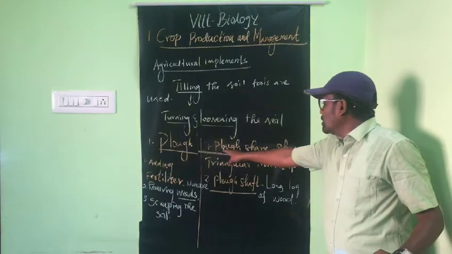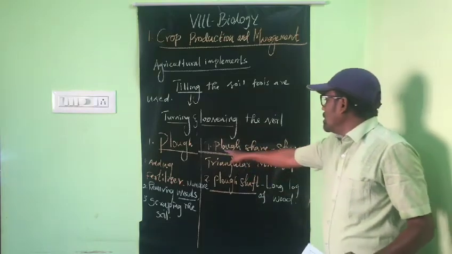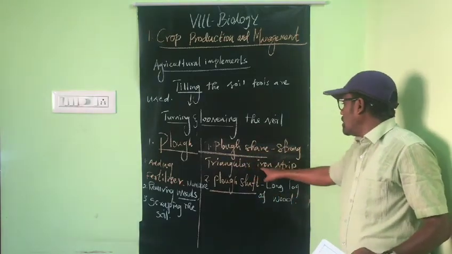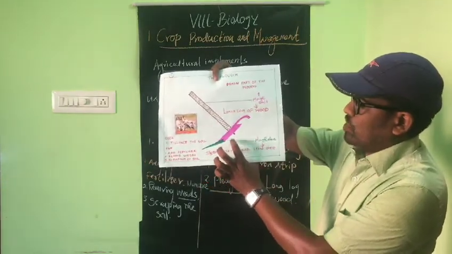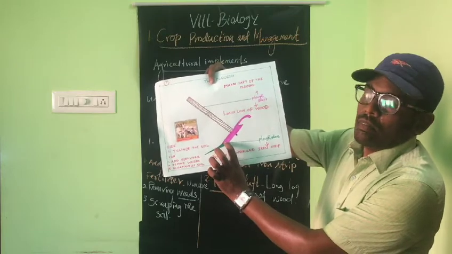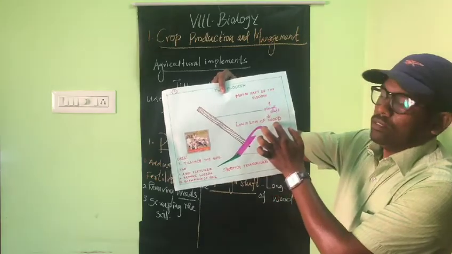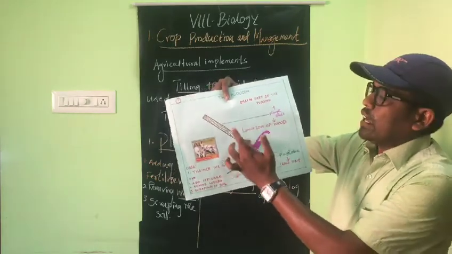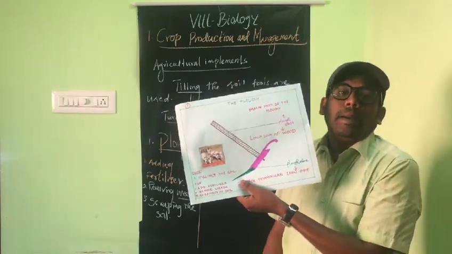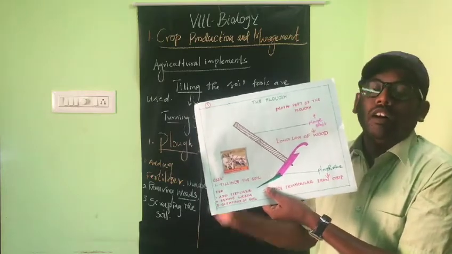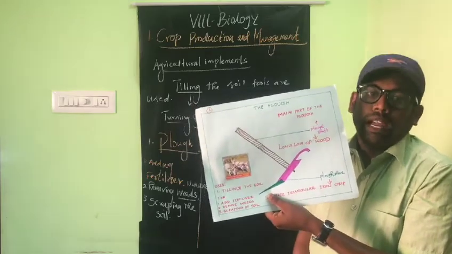So there are two parts, the plough share and the plough shaft. What is the plough share? It is a strong and triangular iron strip made up of iron. And the other one is the plough shaft. It is a long log of wood. One end is attached to the bulls or other animals like camels or horses. This is driven or used by a man.